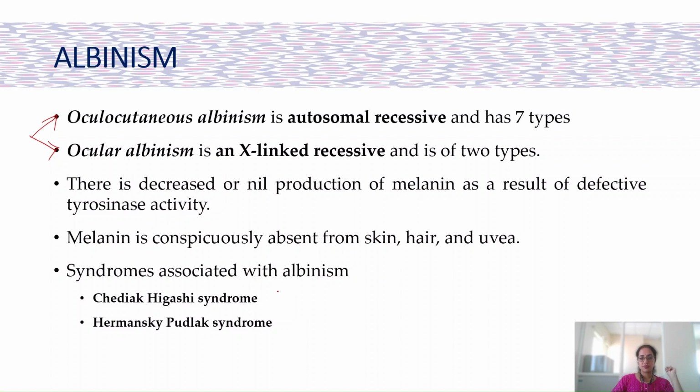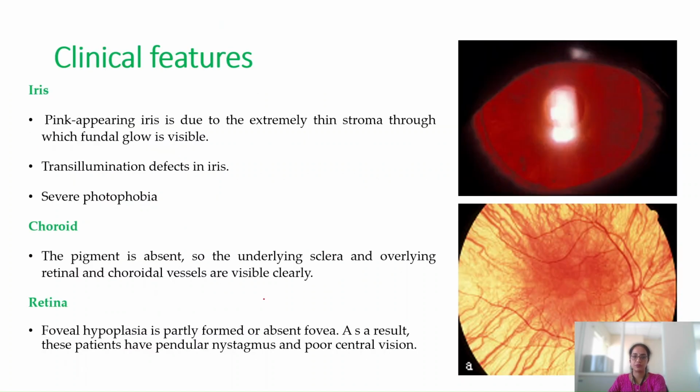There are a few syndromes associated with albinism. They are Chediak-Higashi and Hermansky-Pudlak syndrome. So what are the clinical features? In the eye, you have the pink appearing iris because of extreme thinning of stroma and absence of pigments. When you shine light through an undilated pupil, this is the pupillary margin here, and through retroillumination, you can see the whole lens here. The iris is so thin that you can see the lens, and these are the zonules of the lens. So this is how a typical albinotic iris looks.